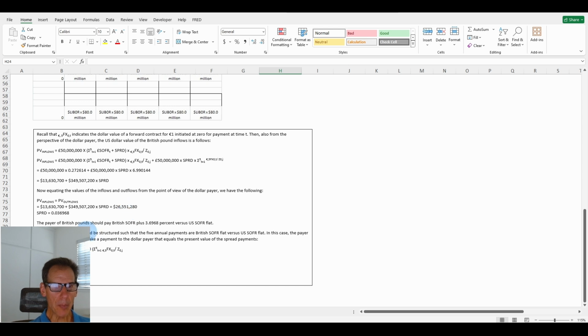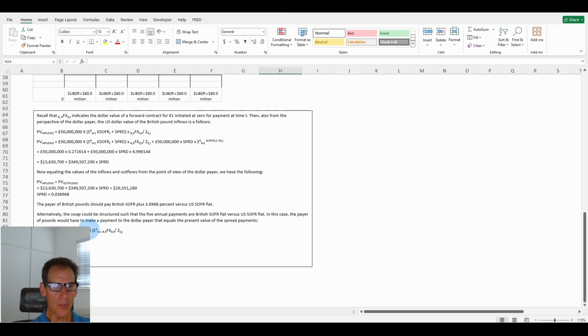The payer of the British pound should pay British SOFR plus 3.698% versus US SOFR. Alternatively, the swap could be structured such that the 5 annual payments are British SOFR flat versus US SOFR flat. In that case, the payer of pounds would have to make a payment to the dollar payer that equals the present value of the spread payments. So this would be some outrageous number.